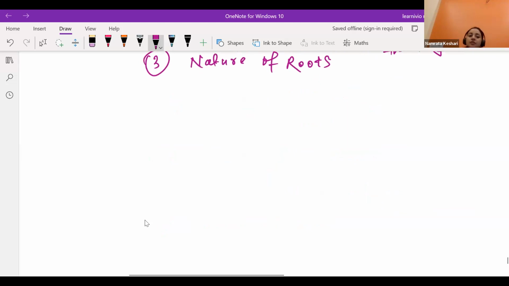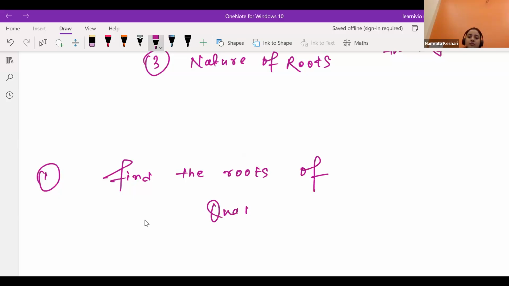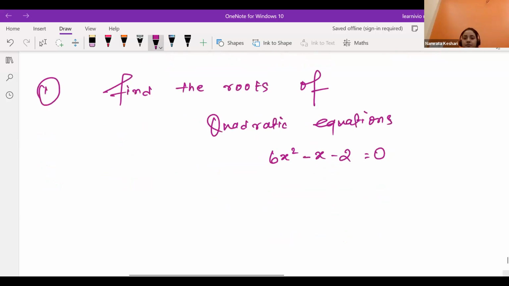So the first question is, find the roots of quadratic equation 6x square minus x minus 2 is equal to 0. Let's do it. So at first we will try for splitting the middle term. Can you tell me how to split the middle term, Zoha, or shall I explain it?